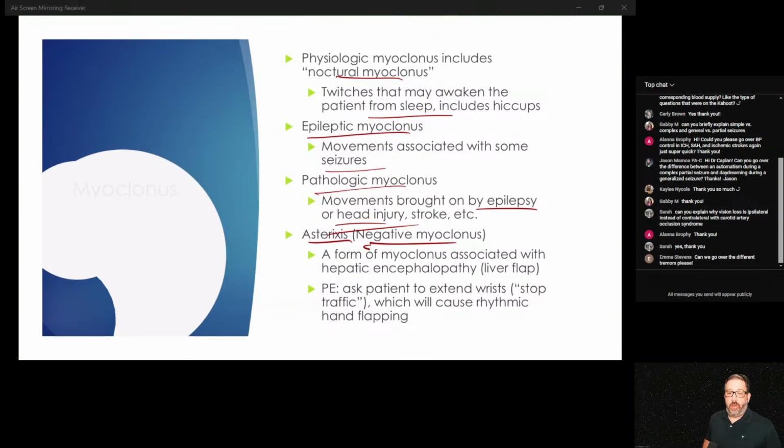And asterixis is a negative myoclonus, and you see that with liver failure patients. They have that liver flap. And you hold their hand up like this, and their hand will start flapping. That's due to liver failure.